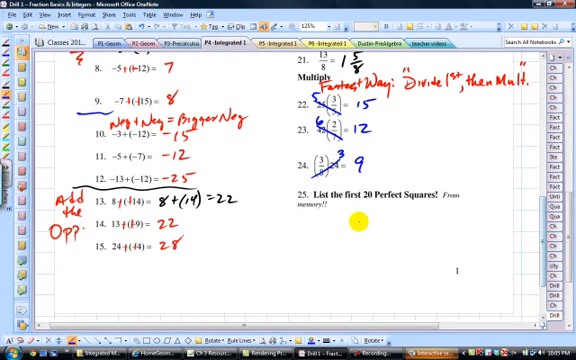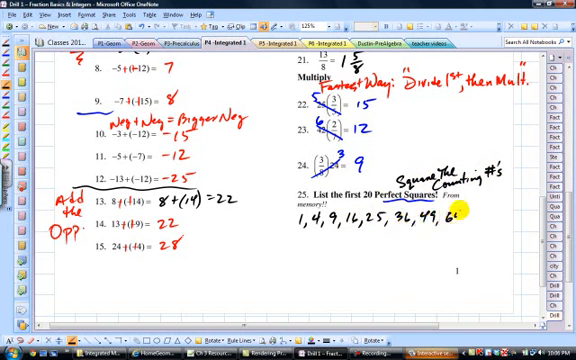Last thing I want you to check out are your perfect squares. And you probably know the first 12 or 13. So let's go ahead and get started here. We got 1 squared is 1, 2 squared 4, 3 squared 9, 4 squared 16. Okay, all you do is square the counting numbers. That's all you do. So 5 squared 25, 6 squared, 6 times 6 36, 7 squared 49, 8 squared 64, 9 squared 81, 10 squared 100. That's your first 10 of them.